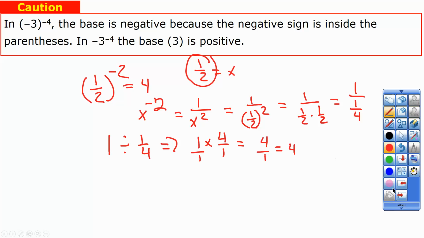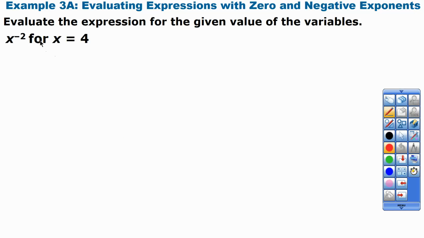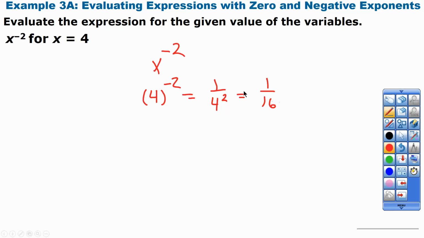And that leads right into what we're going to be doing today, which is to evaluate the expression for the given variables, and then to solve for variables instead of for numbers. So we have x to the negative 2, and you substitute in 4, so (4) to the negative 2. That's 1 over 4 squared, which is 1 over 16. And that's what we're doing.